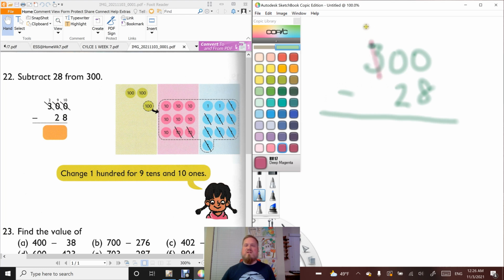cross out the 3 hundreds, make it 2 hundreds, cross out this and make it 9 tens and 10 ones. Or you could probably not cross it out and put 10 ones like that too. Depends on how you want to do it. So 10 minus 8 is 2, 9 minus 2 is 7, 2 hundreds minus no hundreds is 2.